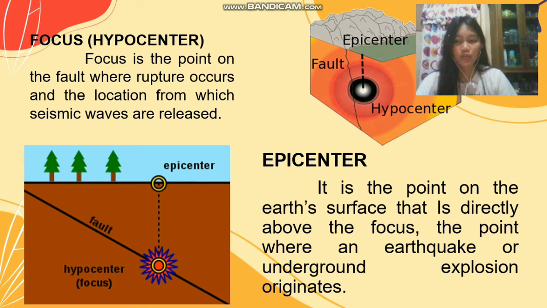When energy is released at the focus, seismic waves travel outward from the point in all directions. Next is the epicenter. It is a point on the Earth's surface that is directly above the focus, the point where an earthquake or underground explosion originates. It is vertically above the hypocenter or the focus point in the crust where a seismic rupture begins.